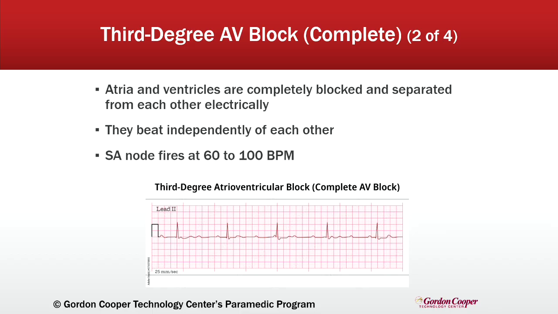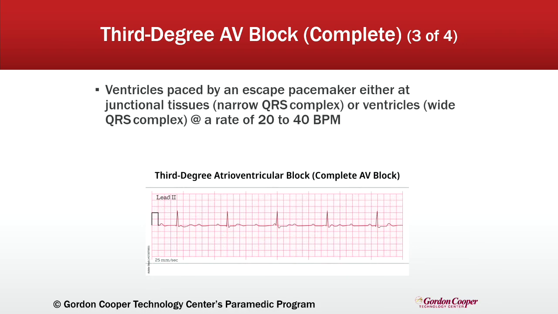Now this disconnection between the atria and the ventricles creates 2 separate rhythms, one for the atria, driven by the SA node, and another for the ventricles, which might be coming from an escape pacemaker within the ventricles itself. So the result, well, the atria and the ventricles don't work together, and the heart's pumping efficiency can plummet. So the ventricles end up being paced by an escape pacemaker.